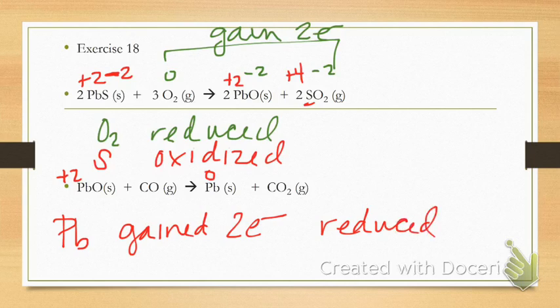And then let's look at carbon, because I have CO going to CO2. Oxygen is a -2 in both of those cases. So this one is a +2, and this one is a +4. So it definitely lost 2 electrons, right?